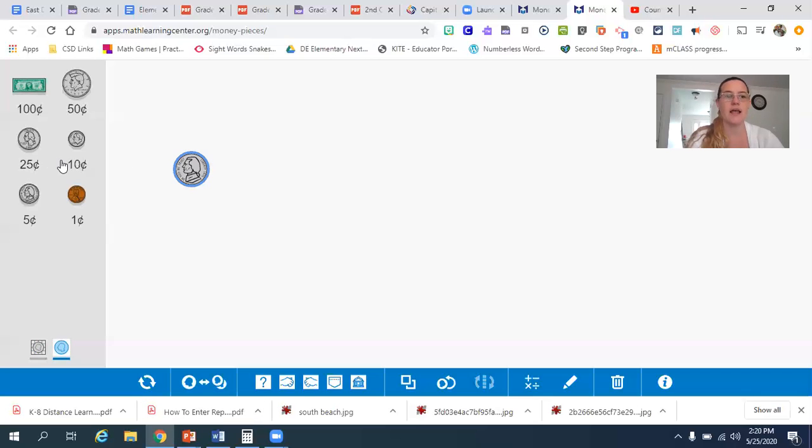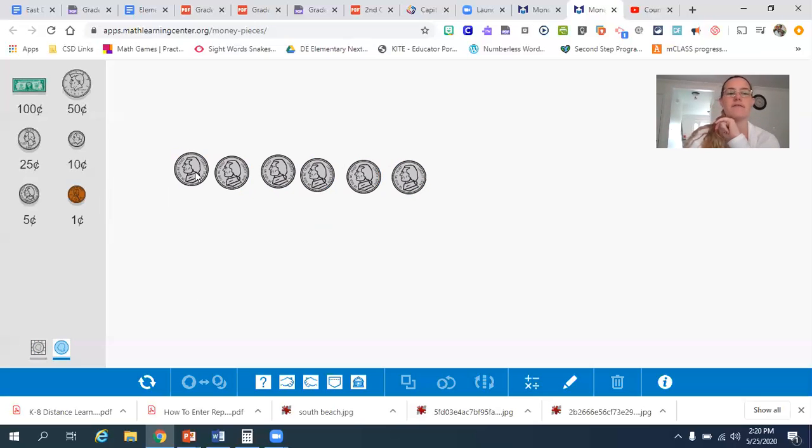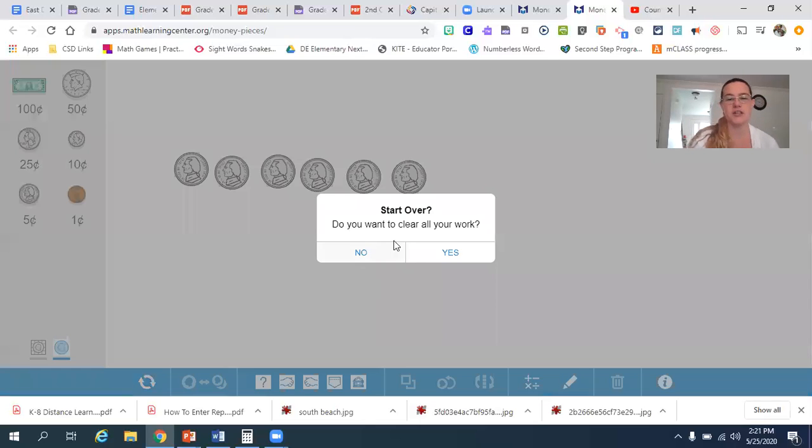Let's do another example with my nickels. A nickel is worth how much? 5 cents, right. So when I count the total value of my nickels, I'm going to count by fives. Let's count together, ready? By fives, because they are nickels. 5, 10, 15, 20, 25, 30. All right, nice job. So that's 30 cents in nickels.